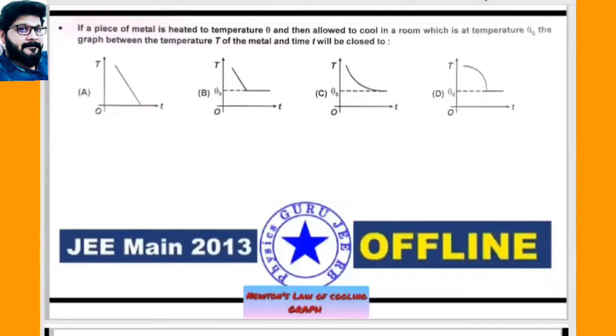So let us start the question here. It's given in 2013 offline, based on Newton's law of cooling graph. A piece of metal heated to a temperature theta, and allowed to cool in a room which is at a temperature of theta naught. Then the graph between temperature capital T and time small t.